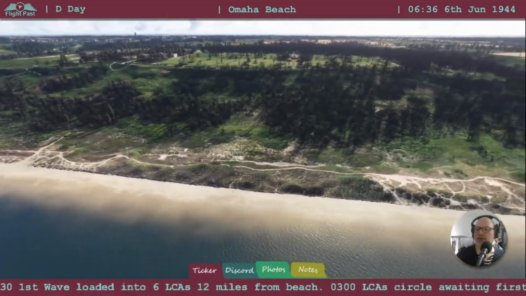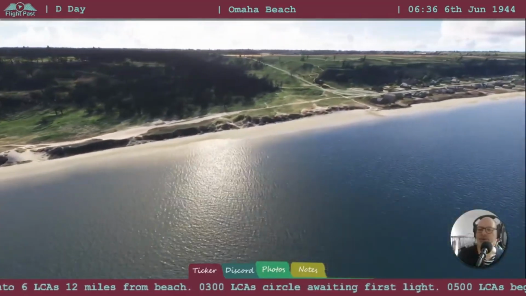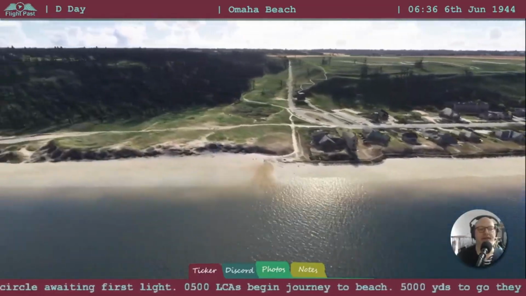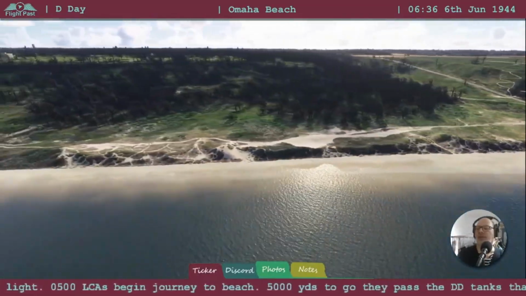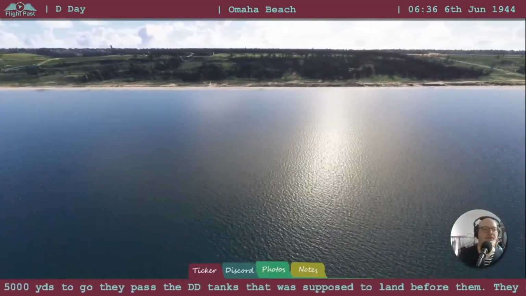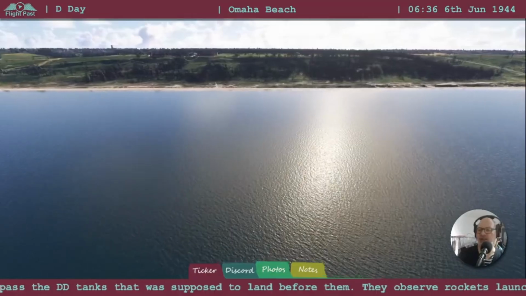This section, by the way, with this draw here, you've got Dog Green on the right hand side and Easy Green on the left. This large section here, which probably is the whole of this, where you see the cemetery, is Easy Red.